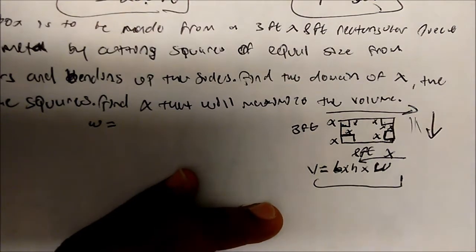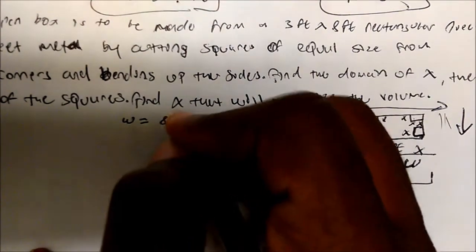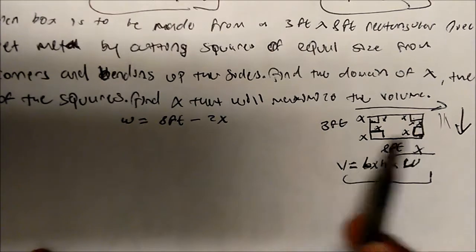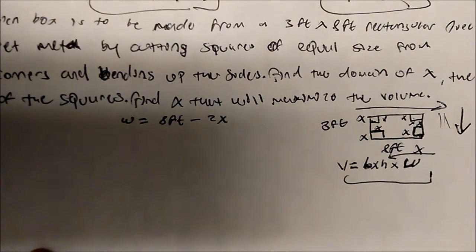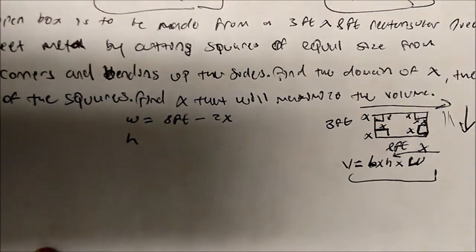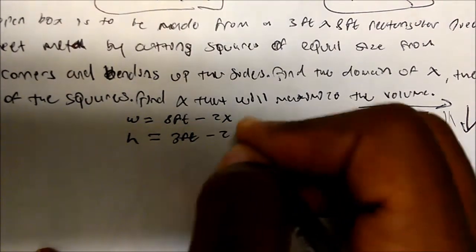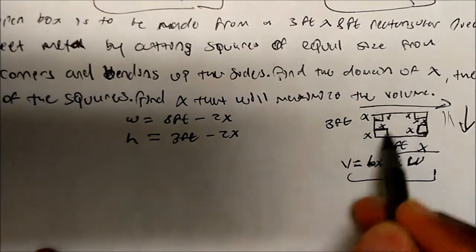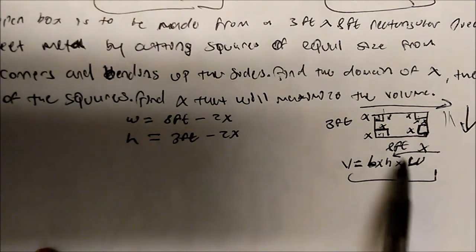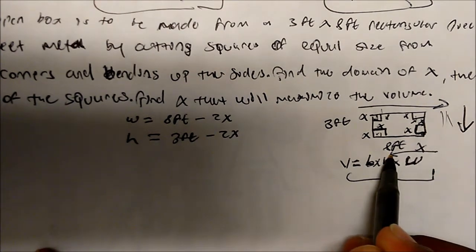The width is always going to be larger than the length, so wouldn't it make sense that our width would just be 8 feet minus 2x, because we're cutting out 2 boxes from the width? All right, so that will be 8 feet minus 2x. Our length on the other end will just be 3 feet minus 2x again, because we're cutting out 2 x boxes from that length also. We know our width and length. We actually do not know our height, right?